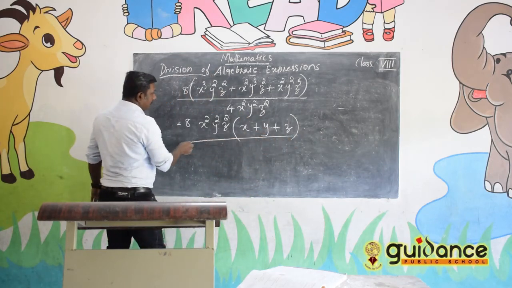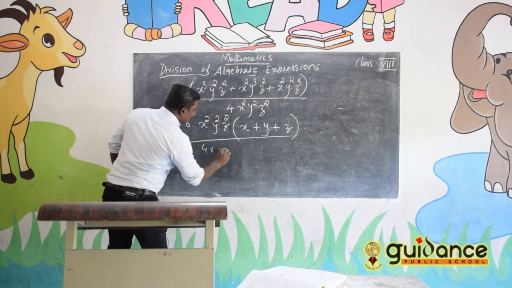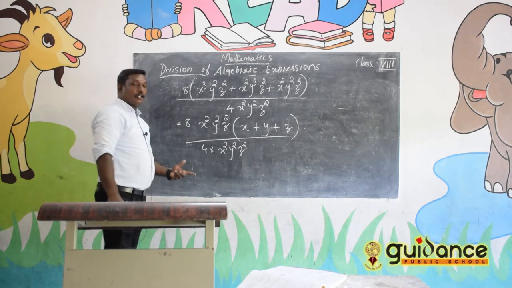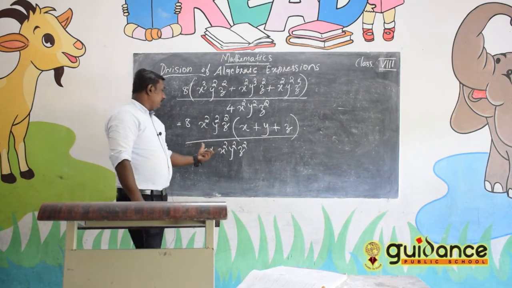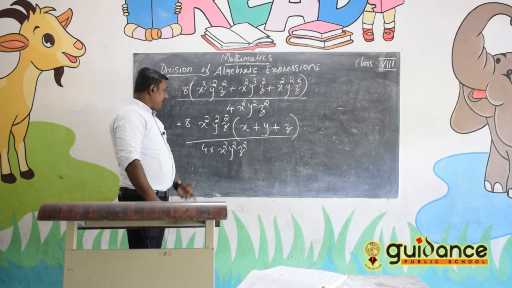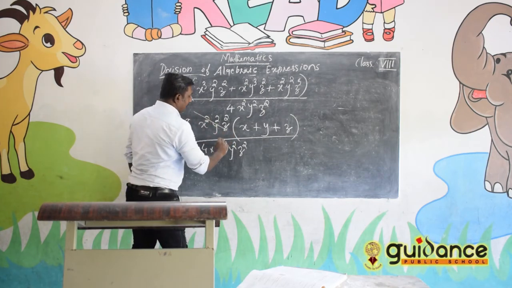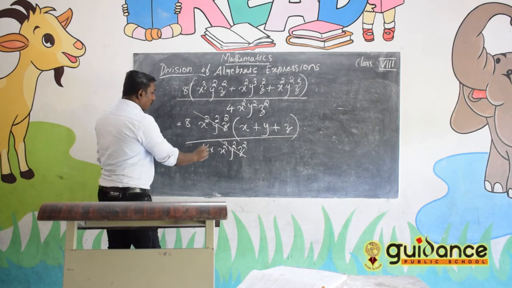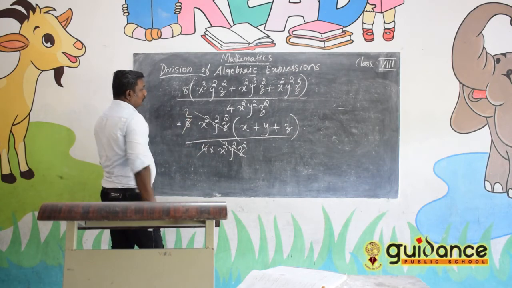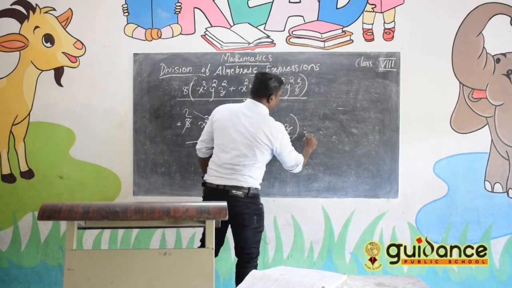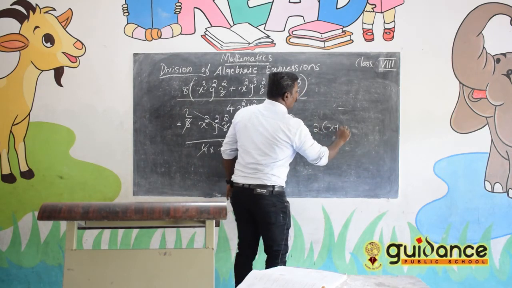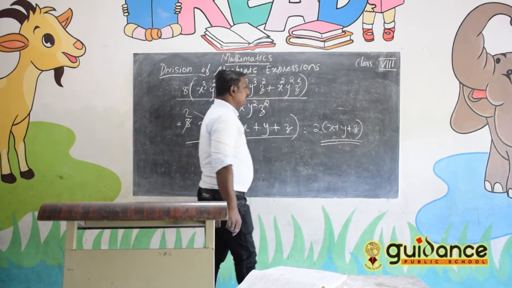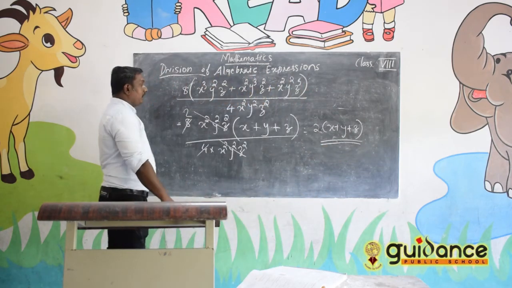Then divided by 4 into x square y square z square, which means x square into y square into z square. We can cancel all these terms together. Then x square y square z square cancel. Then 8 by 4 is 2. Then what is the answer? 2 into x plus y plus z. Do you understand? 2 into x plus y plus z.